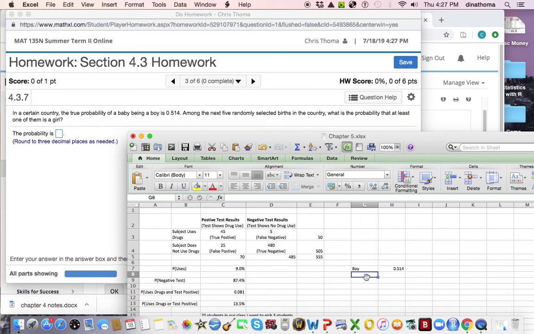So I can easily find the probability of having a girl. Girl equals 1 minus that number, right? Because that is the complement. And if I add these 2 up, I get 1. So that's another way to prove it's a complement.